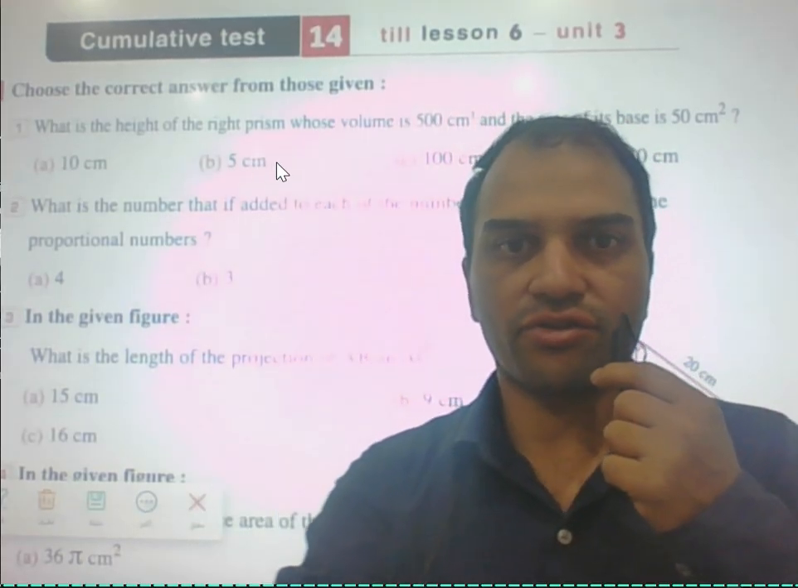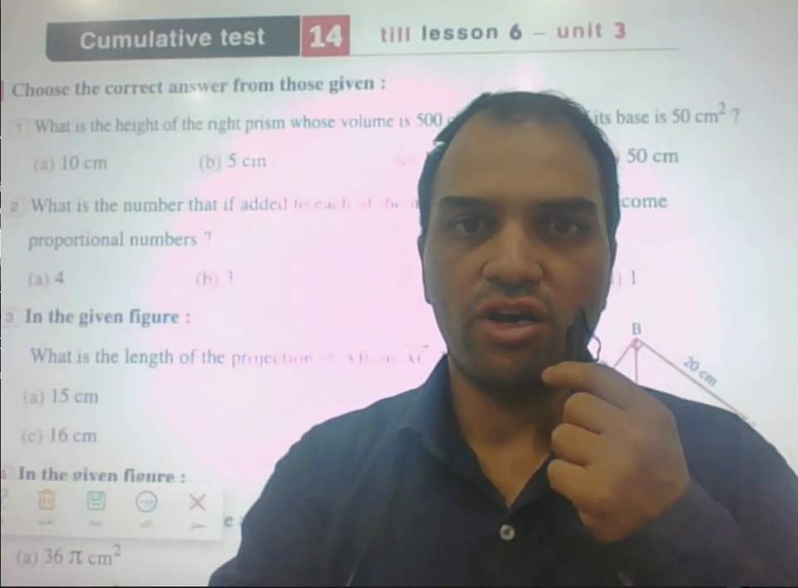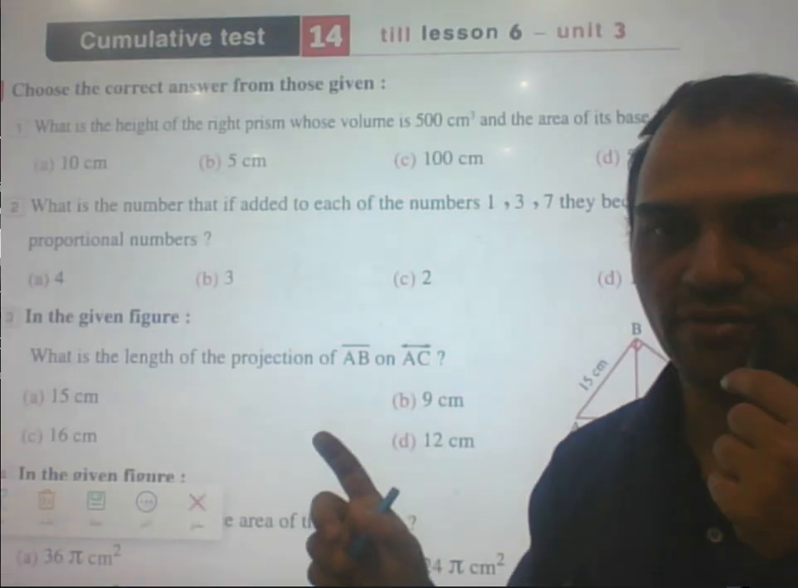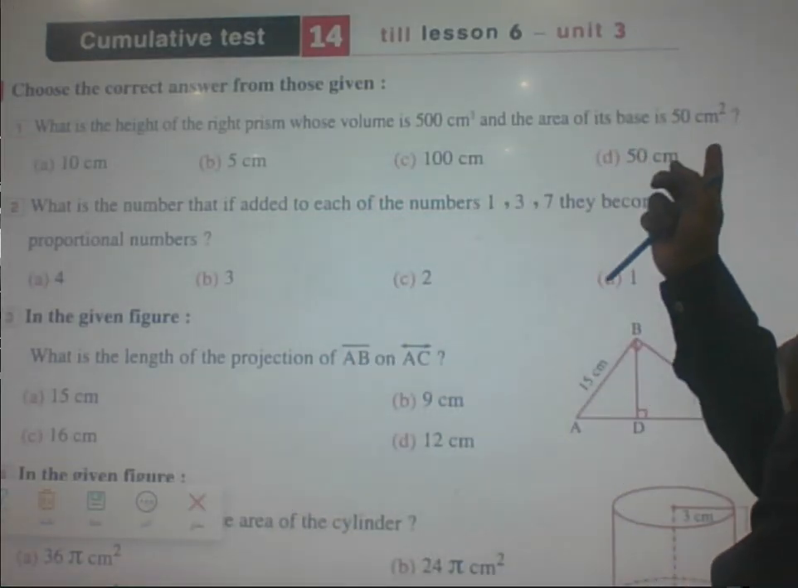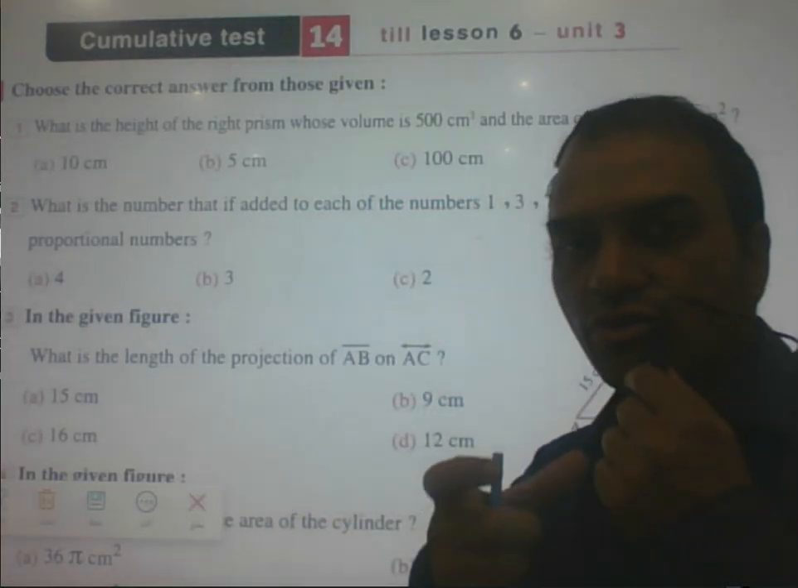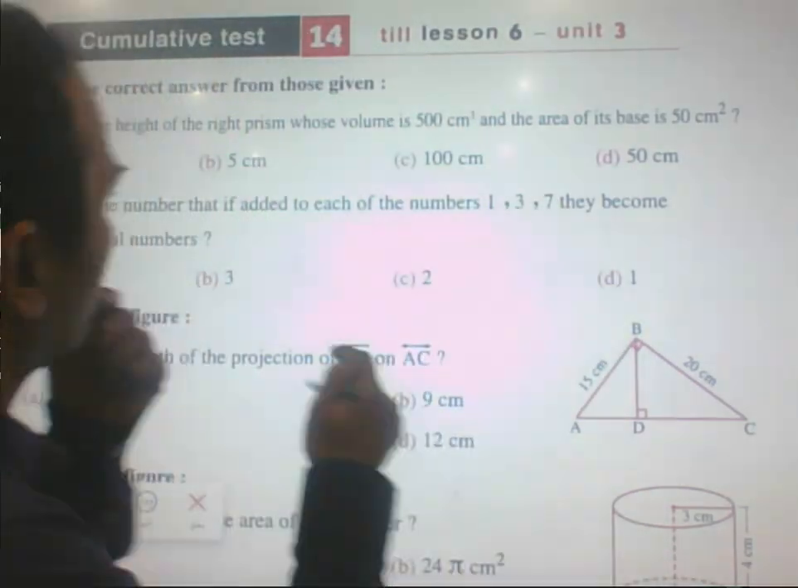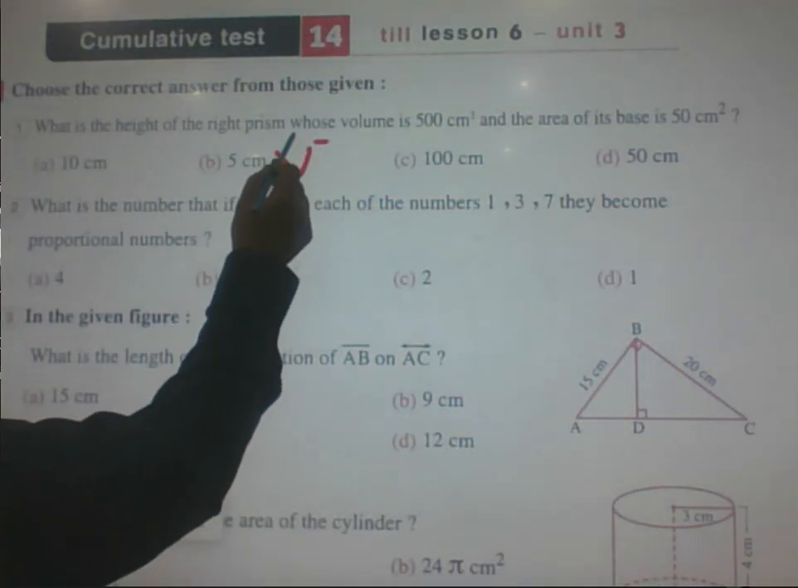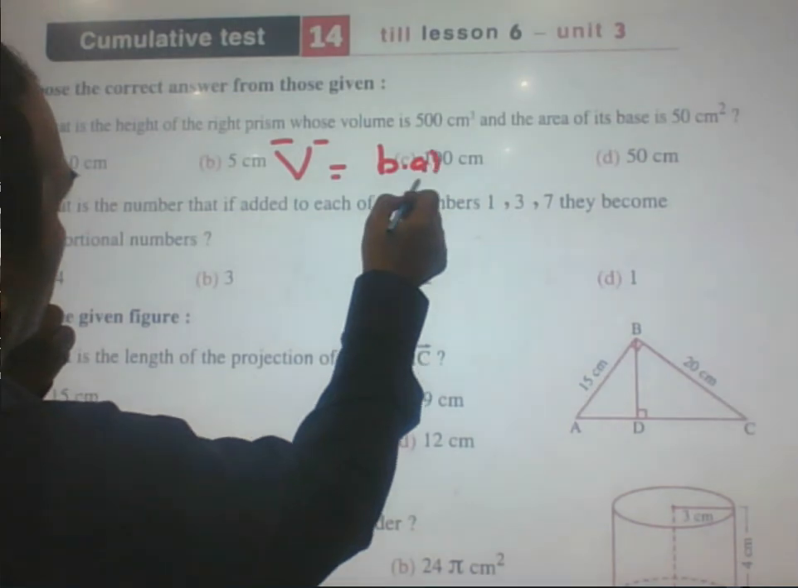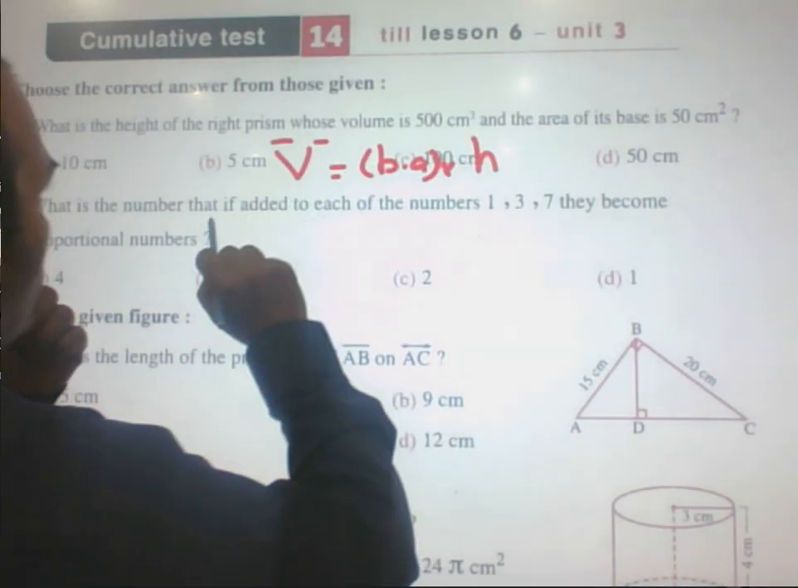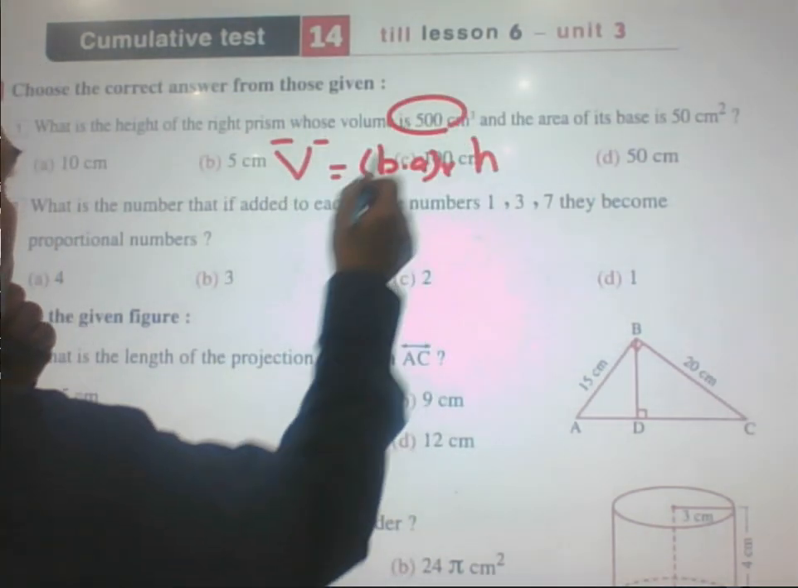We want to find the height of the right prism, whose volume was 500 cubic centimeter and the area of the base was 50 square centimeter. We know the volume equals base area times the height. This is the rule to find what? To find the volume. He gave me the volume 500.